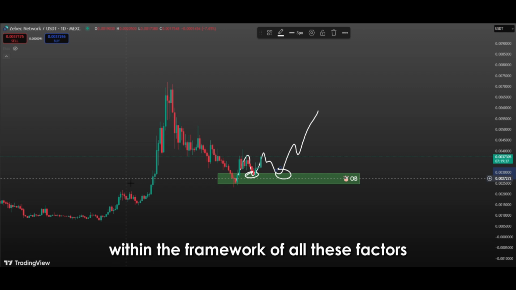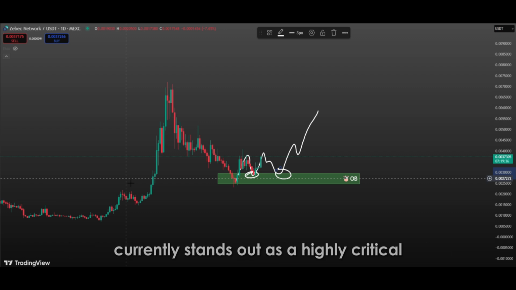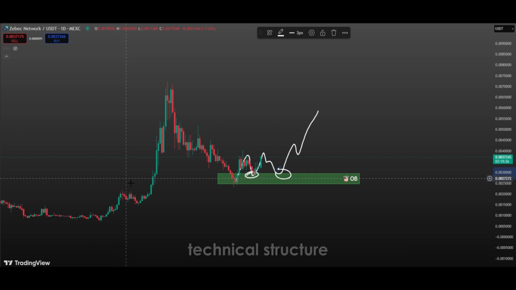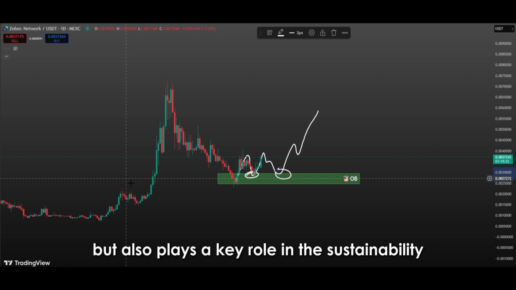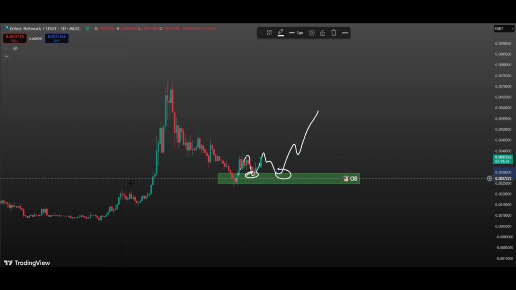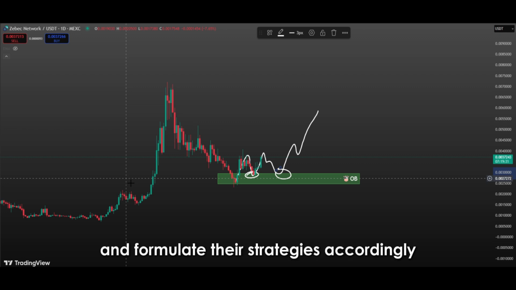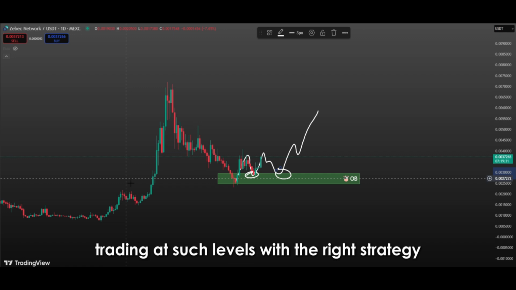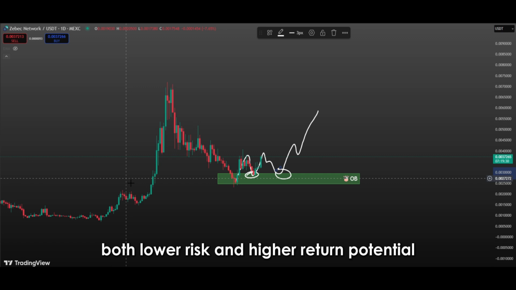Within the framework of all these factors, the bullish order block located just below the price currently stands out as a highly critical technical structure. This area is not only a short-term support level, but also plays a key role in the sustainability of the overall market structure. Investors should closely monitor price as it approaches this level, analyze the structural data supported by the indicators above, and formulate their strategies accordingly. Trading at such levels with the right strategy can offer investors both lower risk and higher return potential.